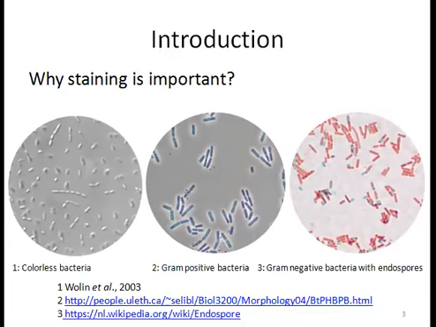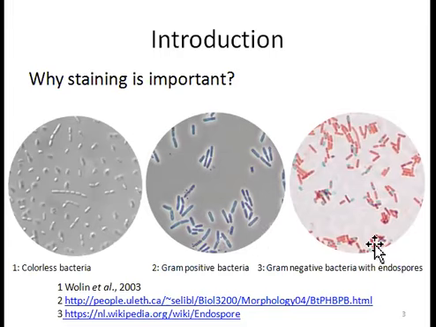Here you can see in this picture, you are watching colorless bacteria under the compound microscope. These are not stained. In the second picture, you are watching gram-positive bacteria. This picture is taken with the help of a compound microscope, and these bacteria are stained with the gram staining. These bacteria gain the blue color from the crystal violet, and they are more clearly visible in comparison with these colorless bacteria.